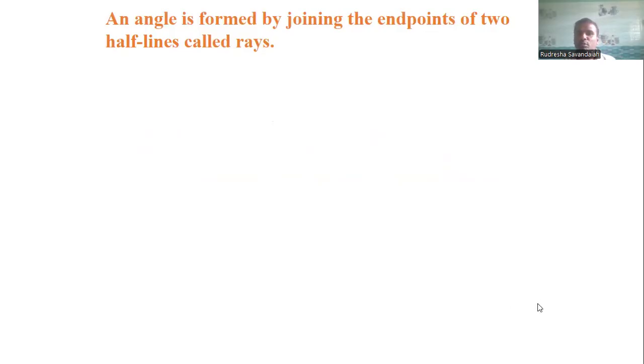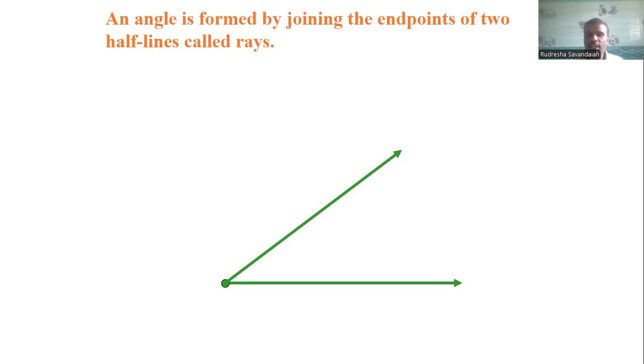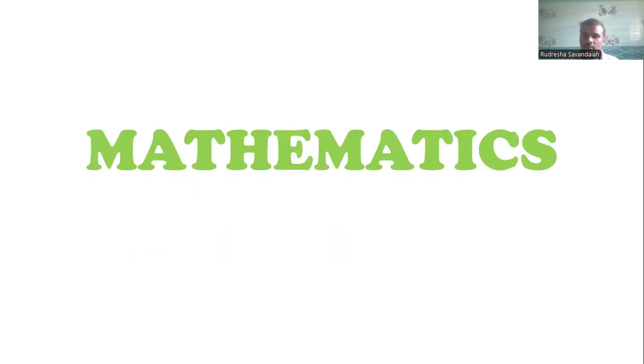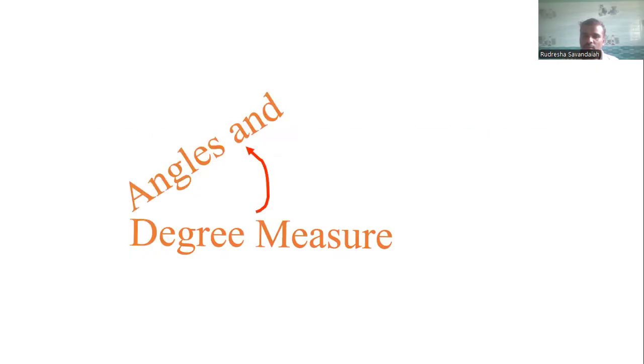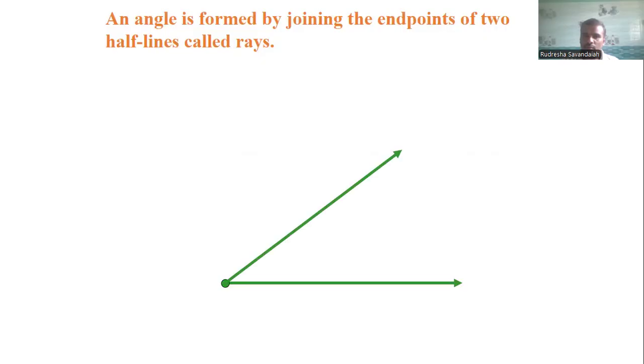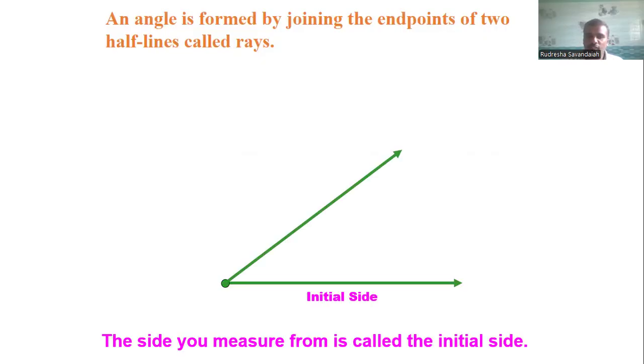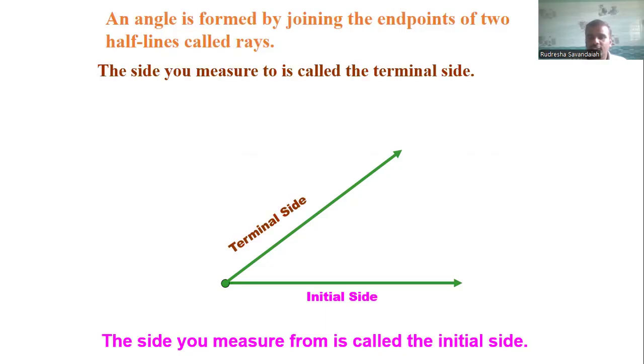An angle is formed by joining the end points of two arc lines. See, there are two lines. One will be horizontal, another one will be inclined, at a 30-degree angle. The side you measure from is called the initial side. This is the terminal side. The side you measure to is called the terminal side.